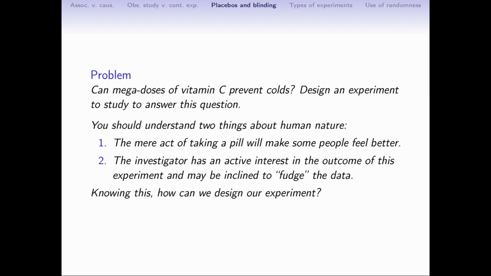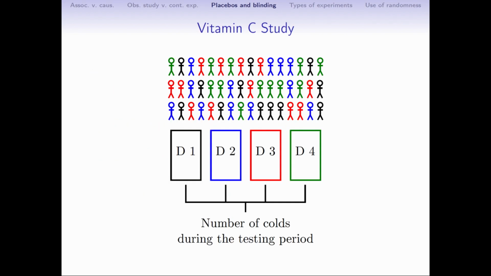All right. So knowing these 2 things about human nature, what kind of things can we build into our experiment to help us overcome these things? All right. So here's one way we can think about this.